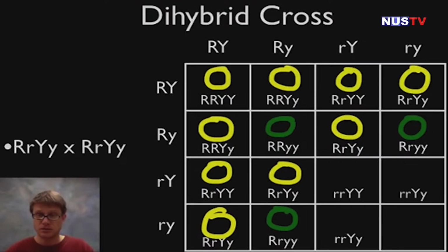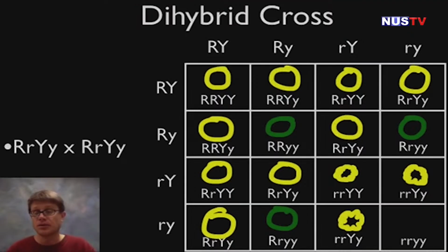Let's add the next ones. So these ones are going to be wrinkled and yellow. Again, I've got to get a different pen. And then if we look at the last one, it's going to get all of the recessive alleles. And so that one's going to be green and wrinkled.